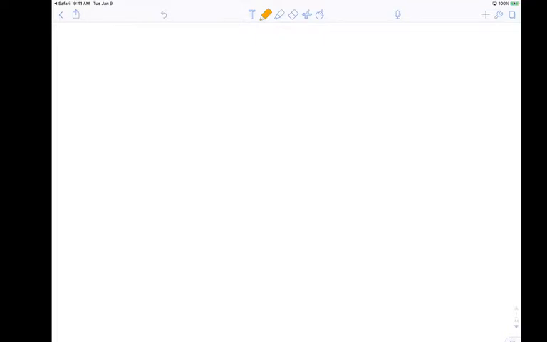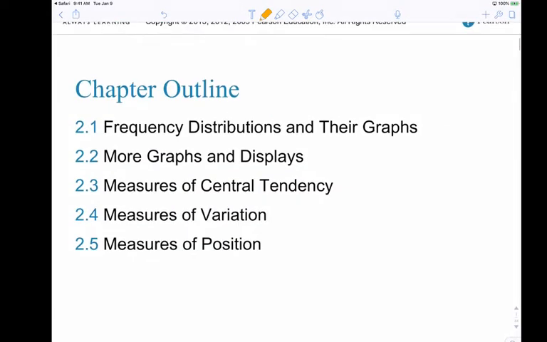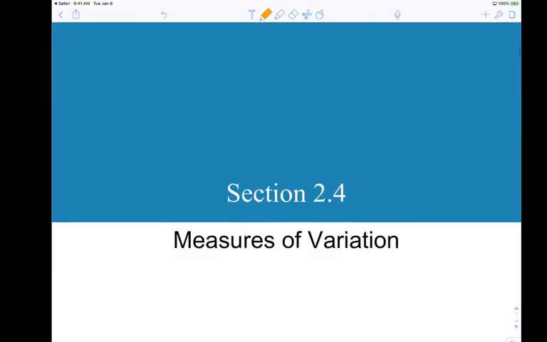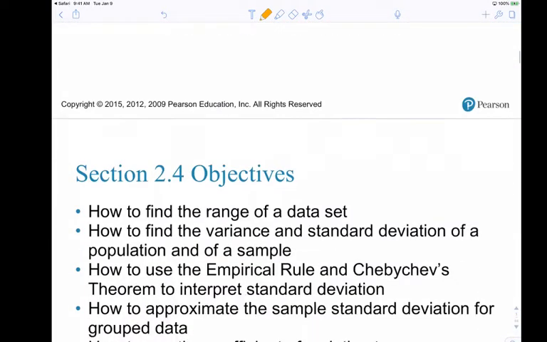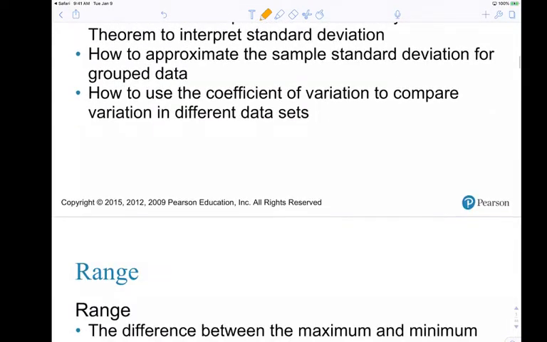So we're moving into, I think this is section 2.4, right? Measures of variation. So how to find the range of a data set, how to find the variance and standard deviation, how to use the empirical rule, and I think it's Chebyshev's theorem to interpret the standard deviation, and so on. Let's see how much of this we can see in action.